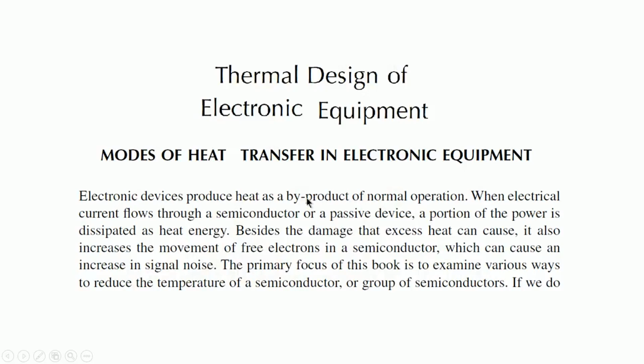See, first of all, electronic devices produce heat as a byproduct of normal operation. I have told you earlier also, an ideal switch in the on condition has no voltage across it, but all the current. The same ideal switch in the off condition will have only voltage across it and no current. So, if you take the product of it, total dissipation is 0. However, a practical switch has both of them.